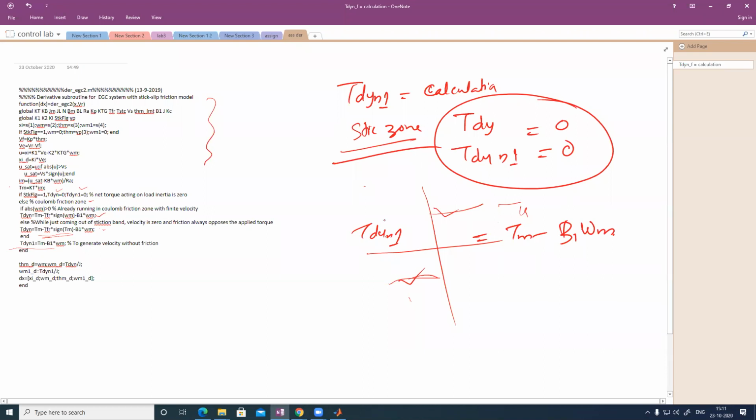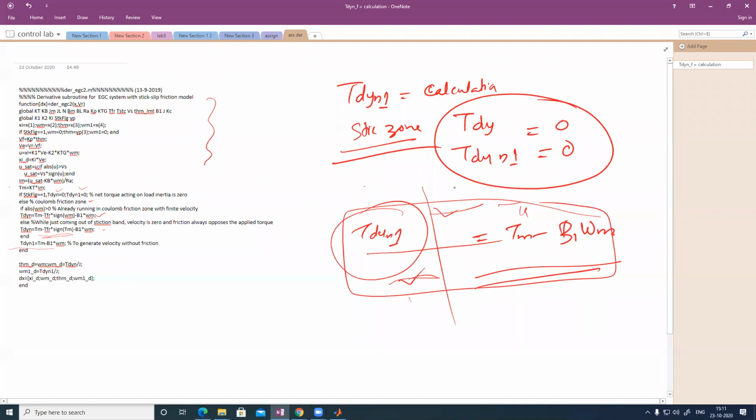So this actually generates the velocity without the friction. If we are not considering the friction, the torque generated for the velocity will be T dynamic 1, that is equal to Tm minus B1 into omega m. And all other things are as earlier.